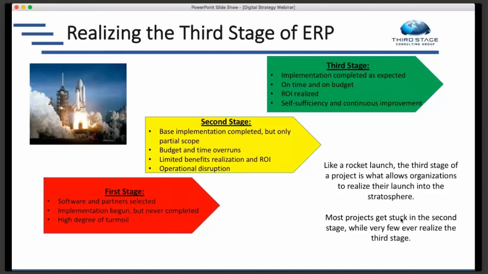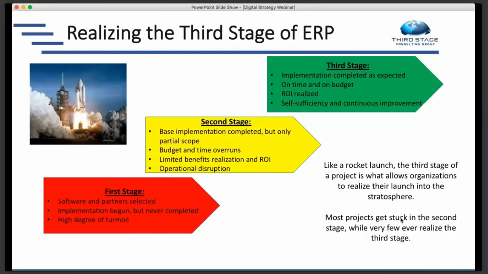So the first stage is that you've got the software and partner selected, you begin the implementation, but you never really finish it. And along the way, you have a high degree of turmoil, project turnover, a lot of tension within the organization. As a result of all that, oftentimes the project fails and you never get to the go live state, or you just get to a partial go live.